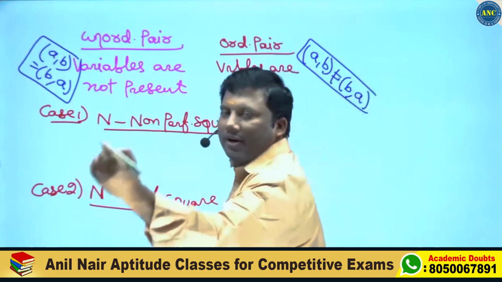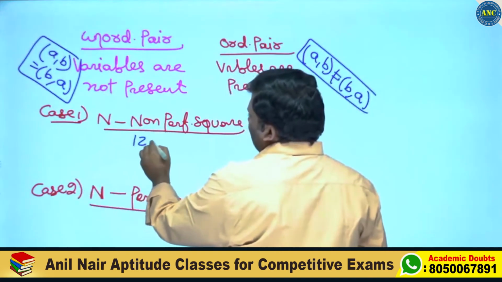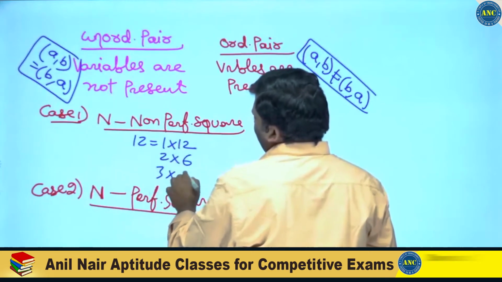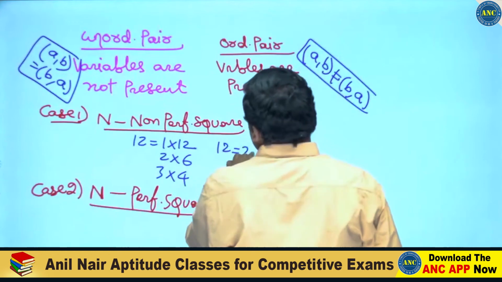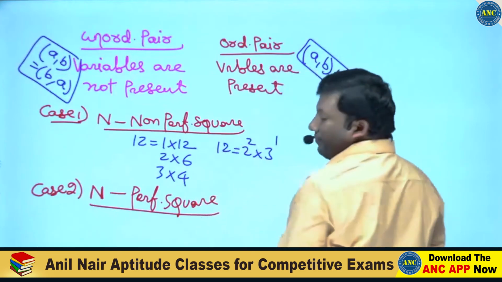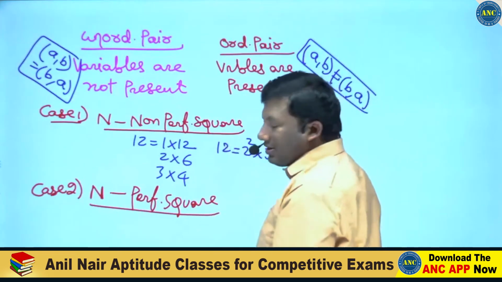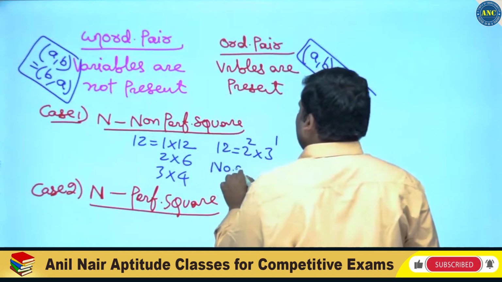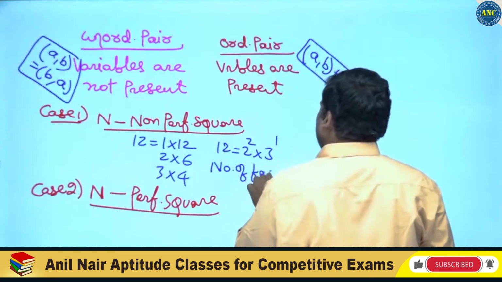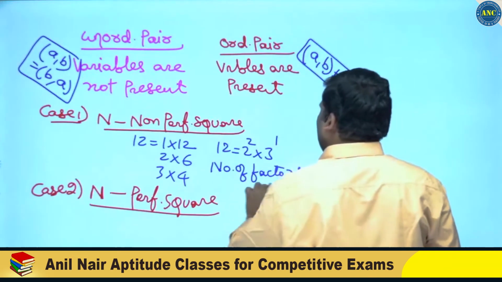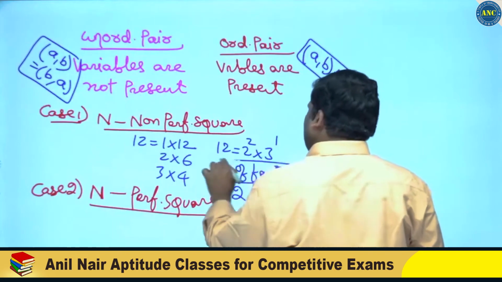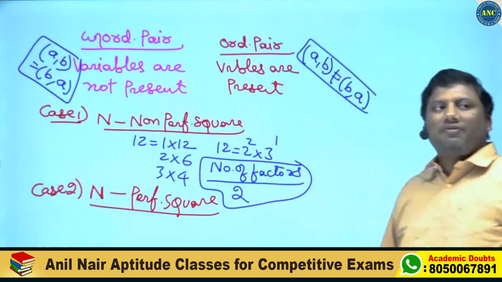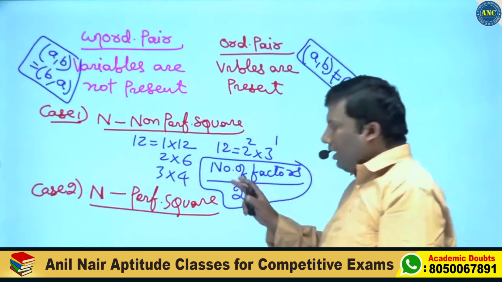Now listen carefully. If it is 12: 1 into 12, 2 into 6, 3 into 4. 12 is 2 square into 3 power 1. Totally how many factors? 6. Half of them are reverse, so half of them are eliminated. That is the reason in an unordered pair, if the number is a non-perfect square, the answer is number of factors by 2.